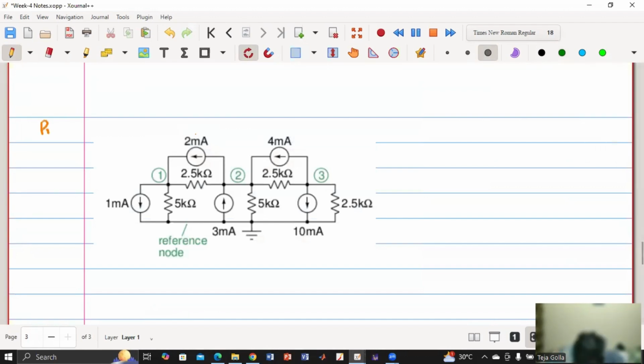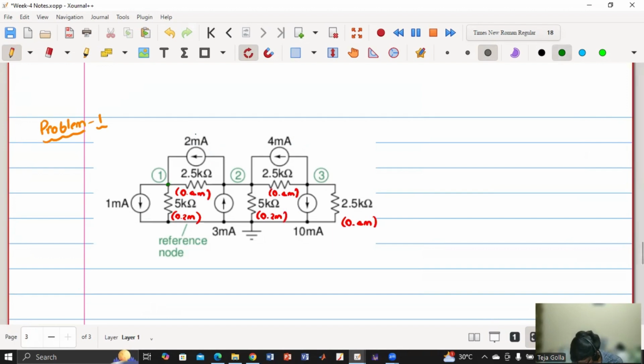So this will be our problem one. If you see, it's a conductance matrix, so all the resistance values should be converted into conductance. So 5 kilo ohm means how much? 0.2 millisiemens, right? I'm not writing the unit because there is no space here. And 2.5 is how much? 0.4 millisiemens. And 5 is 0.2 milli. 2.5 is 0.4 millisiemens. And 2.5 is again 0.4 millisiemens.